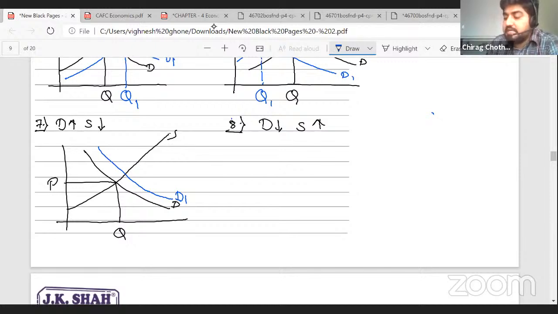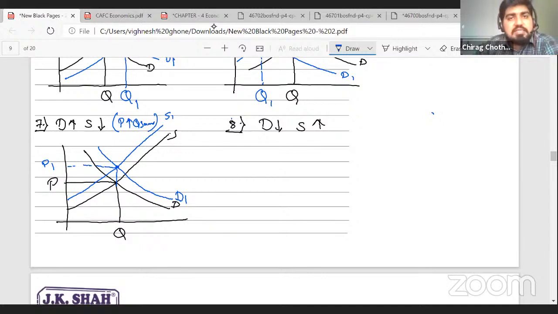The supply curve is decreasing. Supply is decreasing, so it will shift towards the left. Look at this, the supply curve is S1, correct? Now what is happening to the new equilibrium? The new equilibrium is the point where the demand curve and supply curve both intersect each other. So equilibrium price has increased, but look at the equilibrium quantity. Quantity remains the same. So the price is increasing, but equilibrium quantity remains the same.